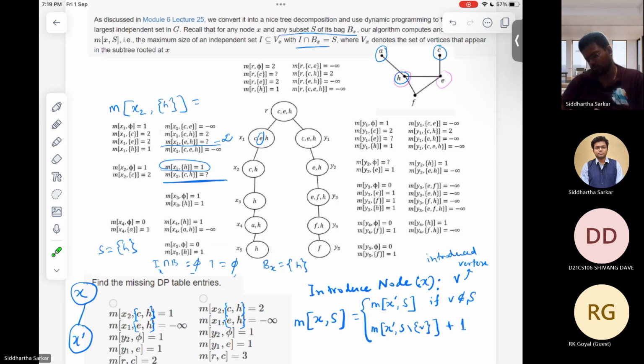So all formal descriptions of the recursion rule are in the book as well as in the lecture videos. But here the idea is to just walk you through the solution of the problem. Yes, but I agree with you that there is scope for making it more formal.